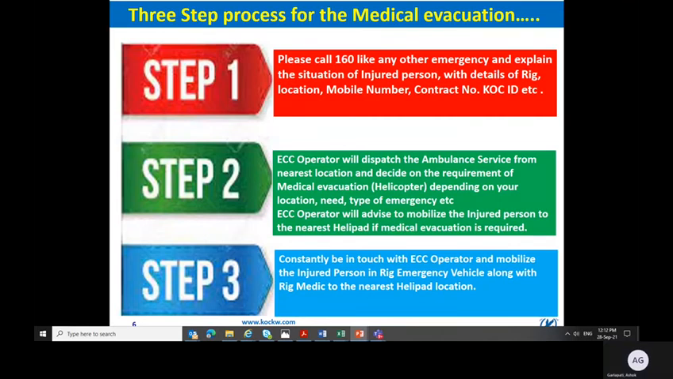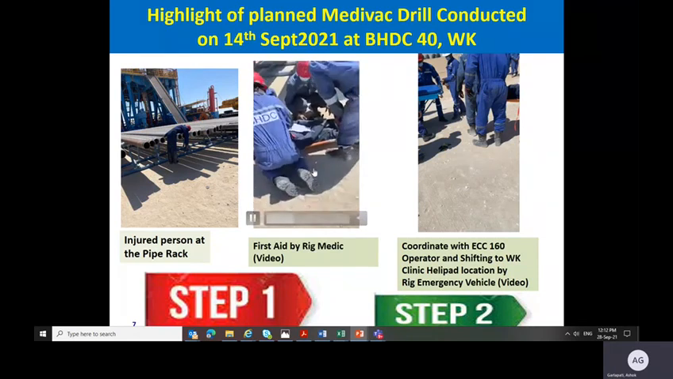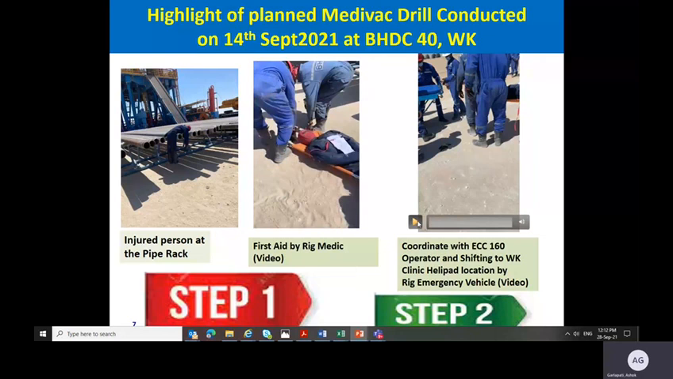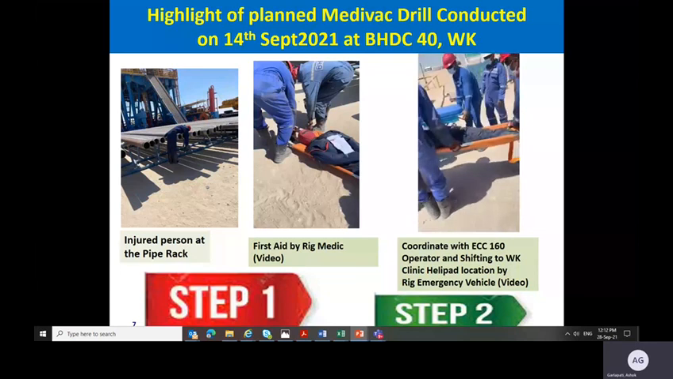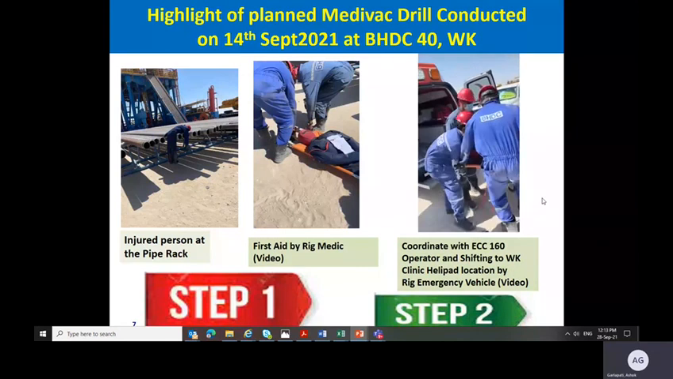And recently we have conducted a similar Medivac drill at BHDC 40 in West Kuwait. As you see in the first photo, there is an injured person at the pipe rack. Of course, this is a dummy. As in the step I explained earlier, the rig medic provides first aid to the injured person. As soon as you inform 160, there will be close coordination with 160, and the operator will advise you to shift the injured person to the nearest helipad location only if a medical emergency is there. So that's one of the important steps you need to focus on.